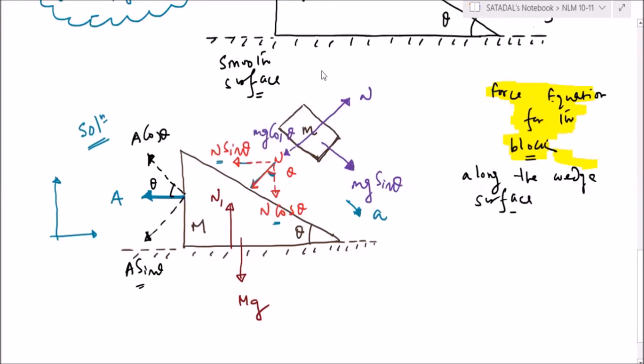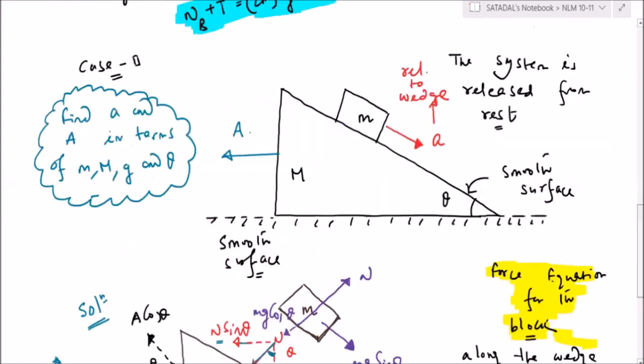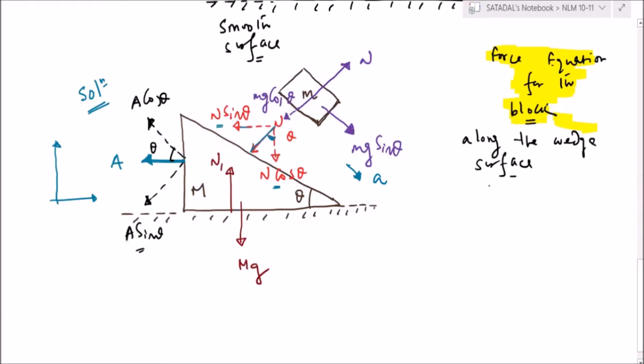Bhanu, tell me. Sir, once scroll up, sir. Scroll up? Okay. So now along the wedge surface, what is the equation? Only one force is acting. That is mg sin theta. Correct? That is equal to mass into, what is acceleration? Small a minus capital A cos theta. This I told in the morning itself. I hope you remember.